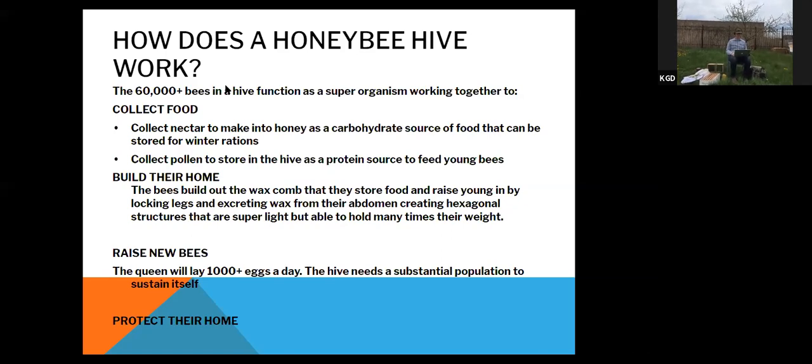Okay. And then Carla is asking, so if you don't harvest the honey, is that going to be harmful at all? No. Like if there's overflow?